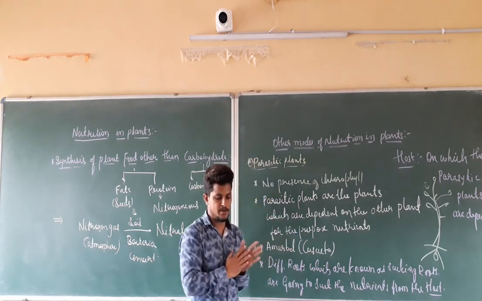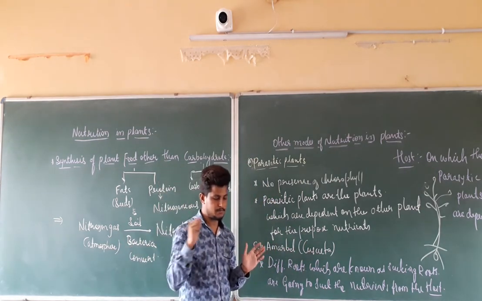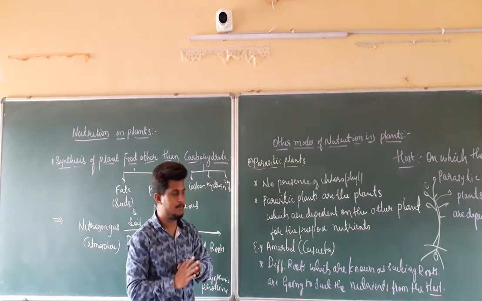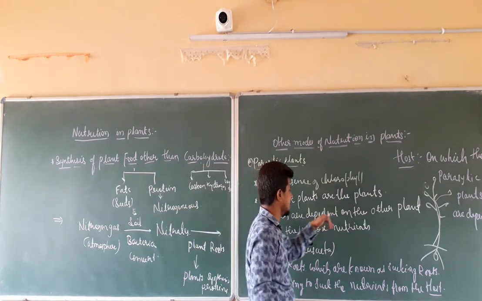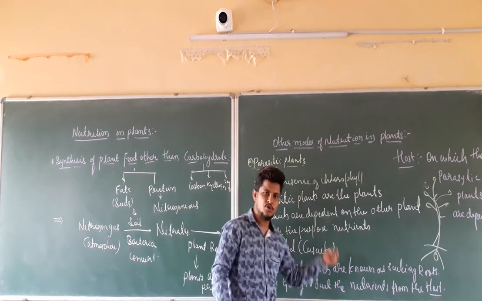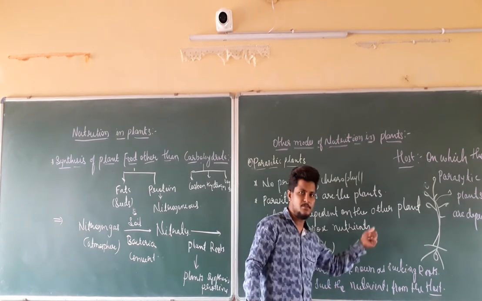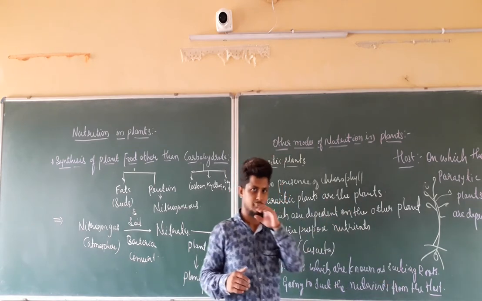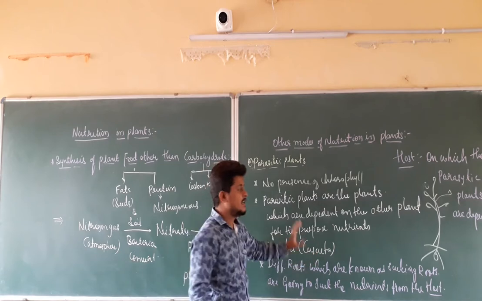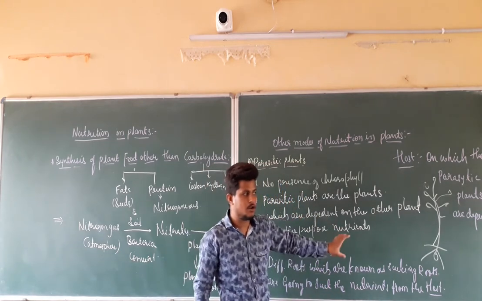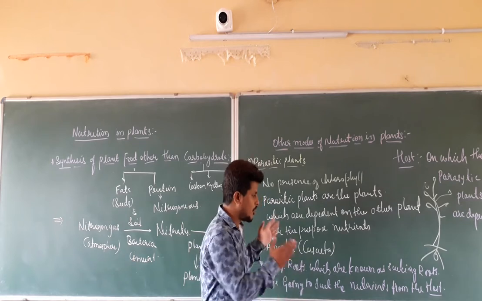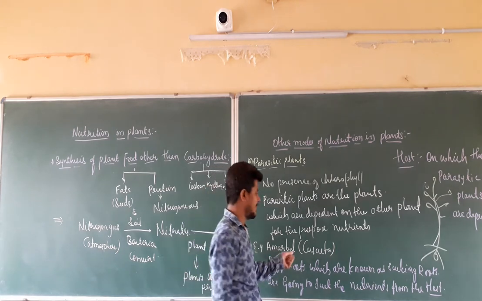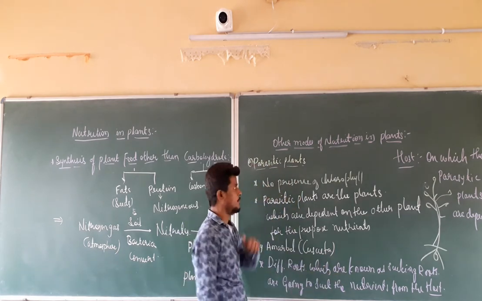I think this is clear, all about the parasitic plants. So we can conclude that parasitic plants are the plants which are dependent on other plants for their nutrients, or they deprive the nutrients from the other plants. Just remember, those which are dependent on other things are known as parasitic. In the parasitic plants, there is no presence of chlorophyll. If there is no chlorophyll, that means they are not going to prepare their own food. For example, Cuscuta plant is the example for the parasitic plant.